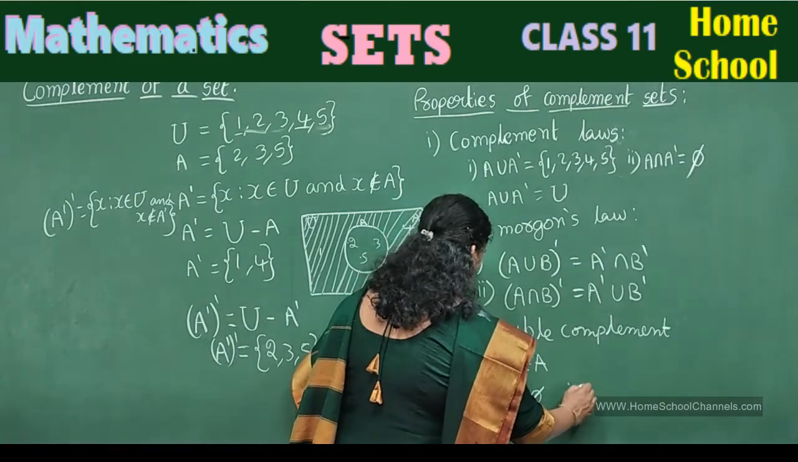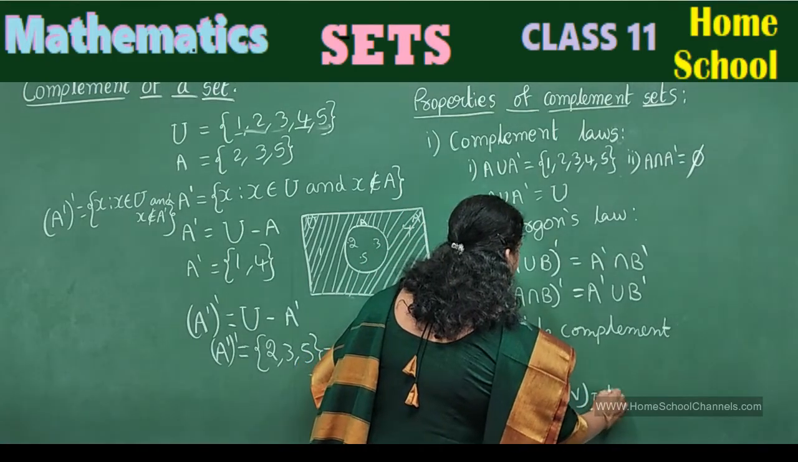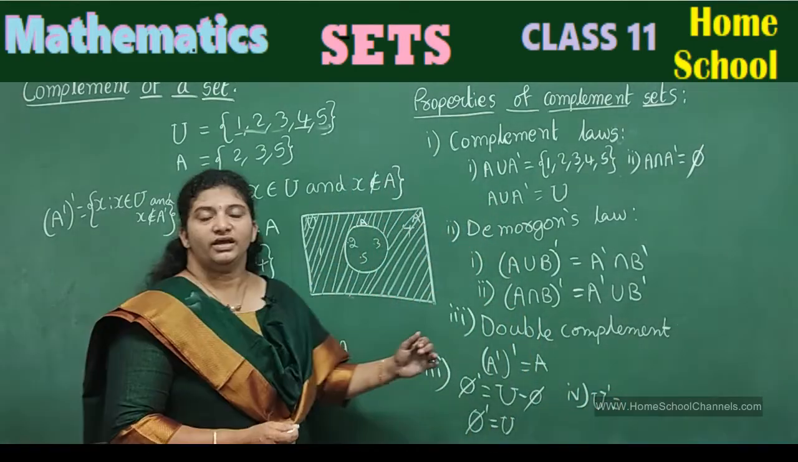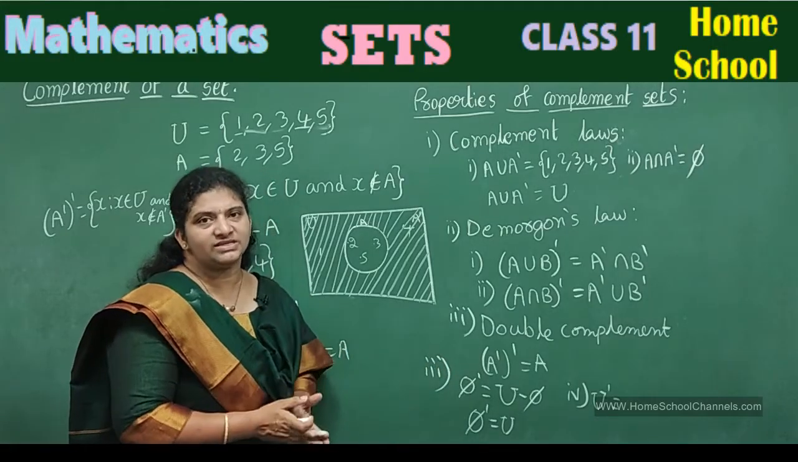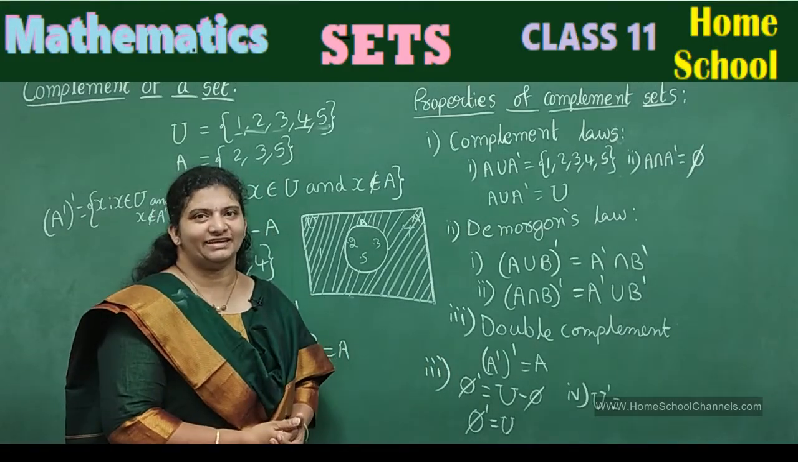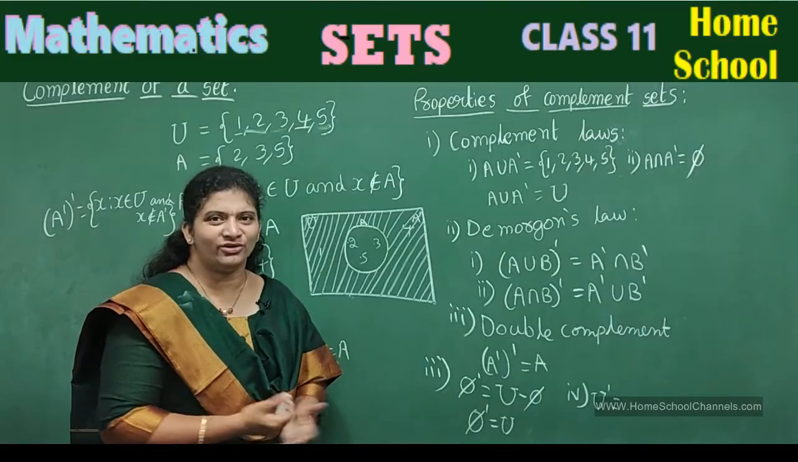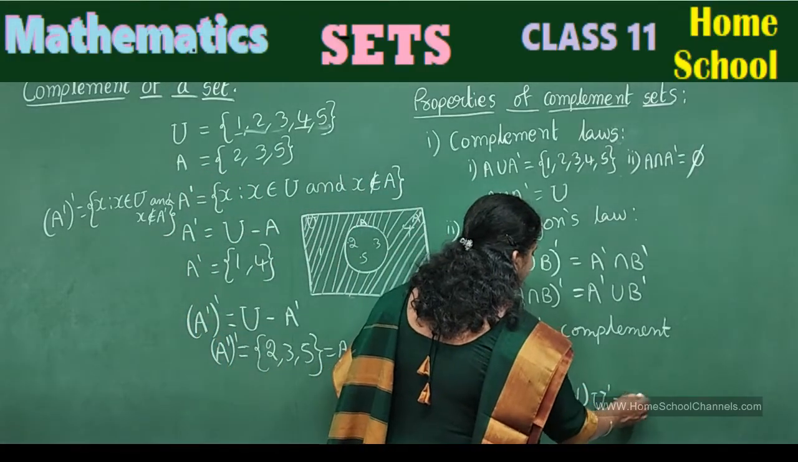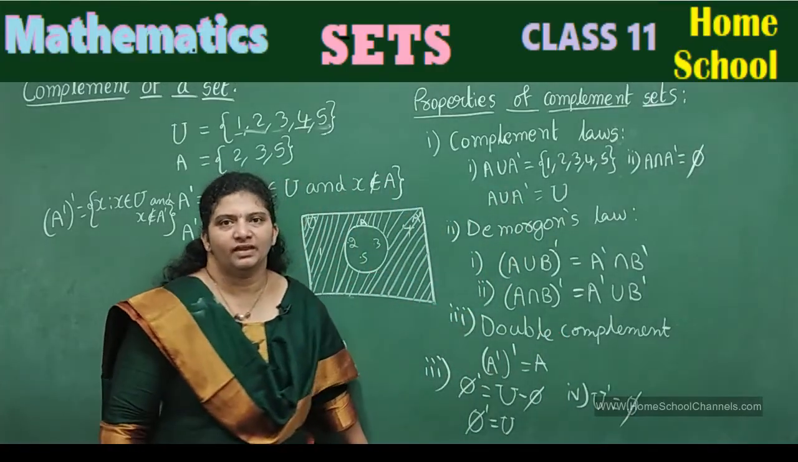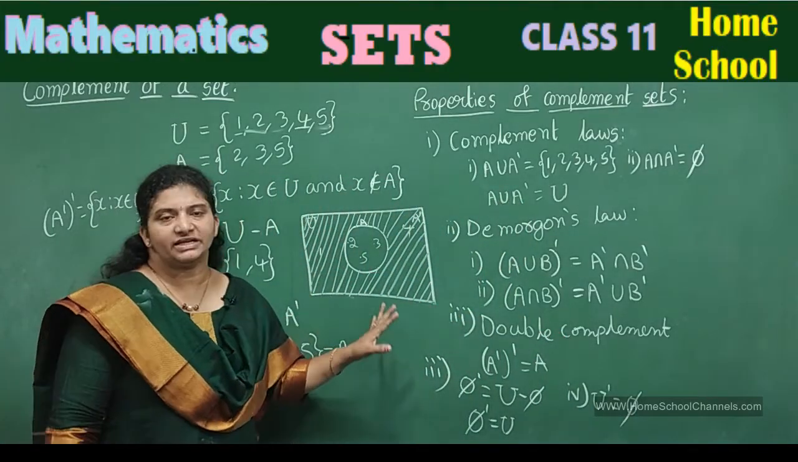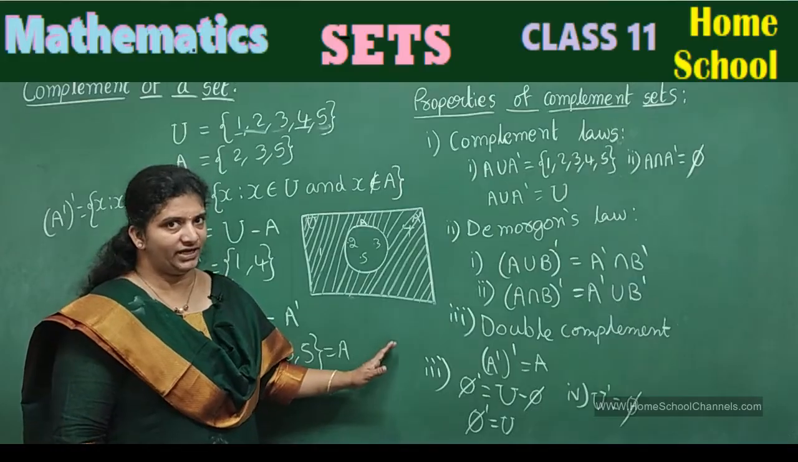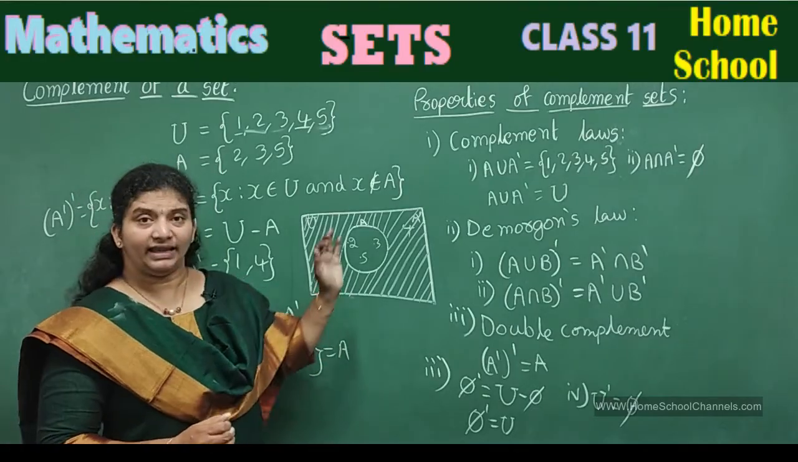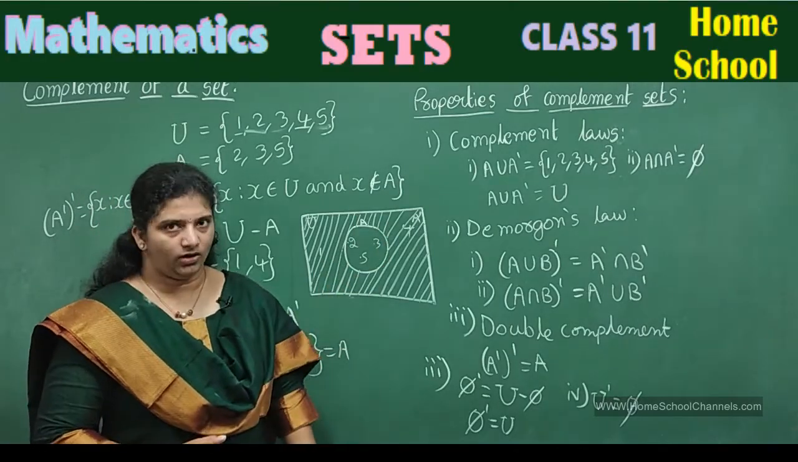And universal set complement is equal to U complement: in the universal set, remove the universal set. U minus U, what are you going to get? Empty set. That is nothing but U complement is equal to phi. Okay, these are all the properties you need to remember carefully. Now let's see the Venn diagrams for the remaining laws.